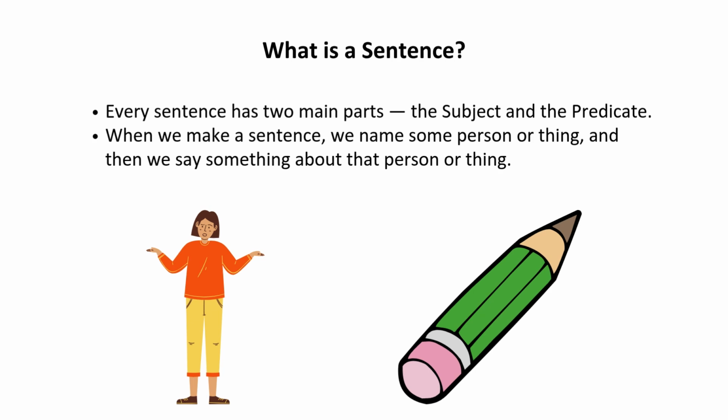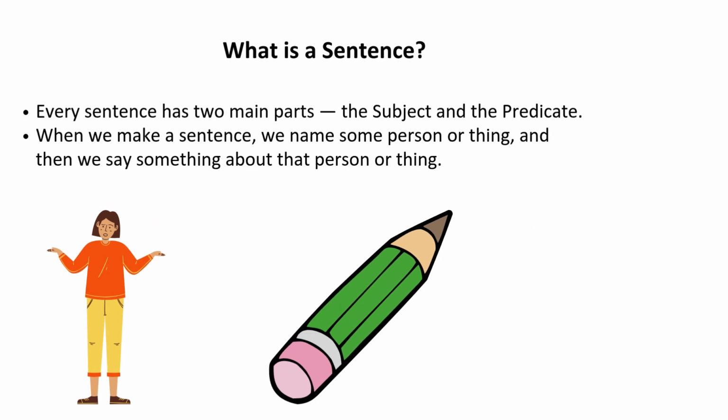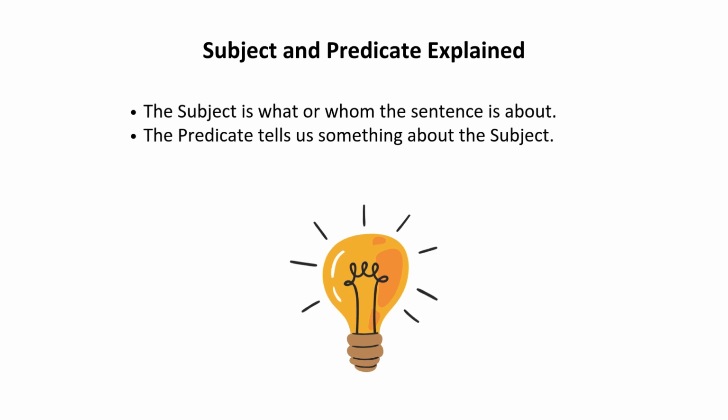When we make a sentence, we actually do two things. First, we name a person or a thing, and second, we say something about that person or thing. That's how every complete sentence is formed. In other words, we must have a subject to speak about, and we must say something about that subject. So, every sentence has two main parts.